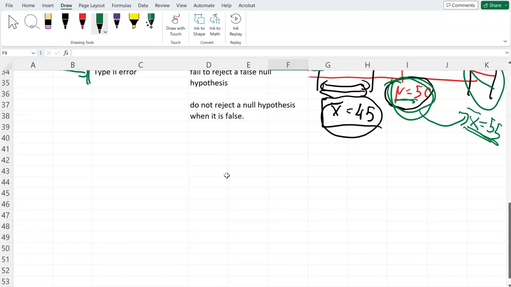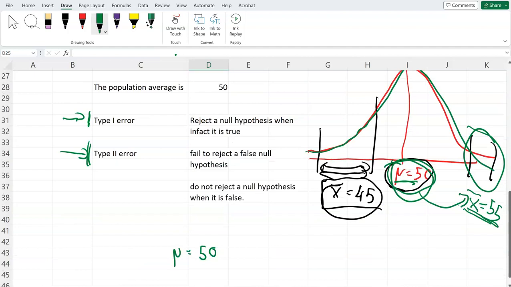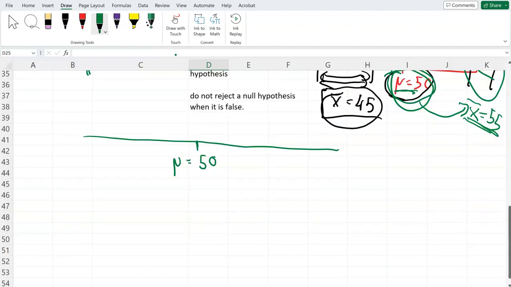If mu is 50, and this is what we are testing, and our alternate, maybe we want to test whether mu has changed over time. So mu is not equal to 50, as we have written here. Let's say the population mean has changed. So we are now testing this. Now, in this case, if this is my mu, as we have seen in a previous lecture on normal distribution and other continuous distributions, getting a mean at exactly this value is very low.